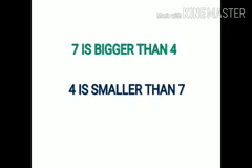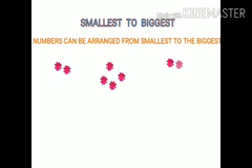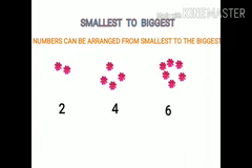Now, let us learn how to arrange numbers from smallest to biggest. Now, numbers can be arranged from smallest to the biggest. For that, we have an example. We have a set of flowers. The first set has 2 flowers. The second set has 4 flowers. And third set has 6 flowers. We can see that the number 4 is bigger than 2. And the number 6 is bigger than 4. And the numbers are arranged from smallest to the biggest.